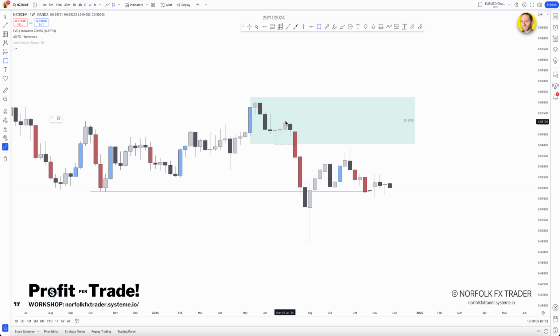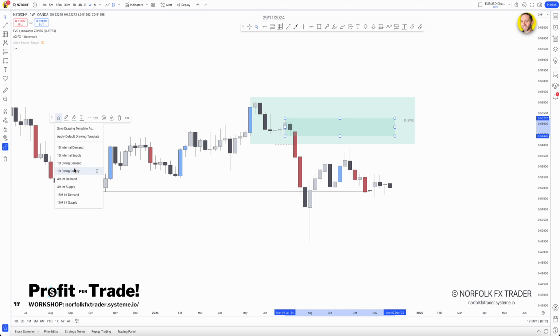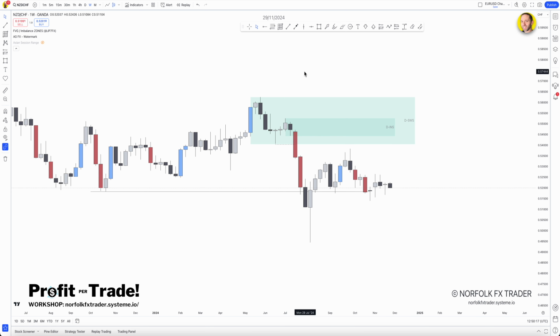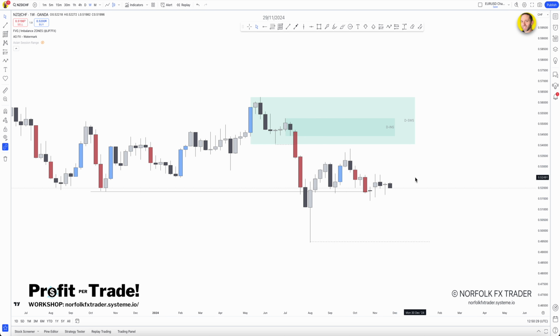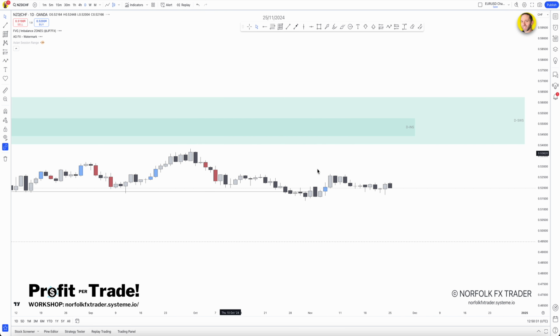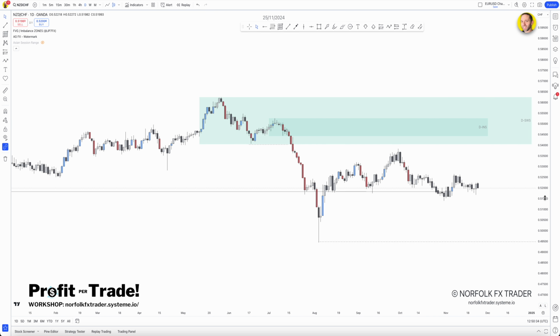Which does mean this gives me an area of internal supply nested inside, okay, that area of supply I've just marked. So then I have this as a potential weak low. And we could see price still pulling back up before we see a run into that weak low. Let's drop down to a daily. Now the daily time frame.